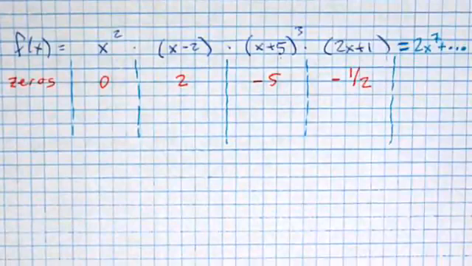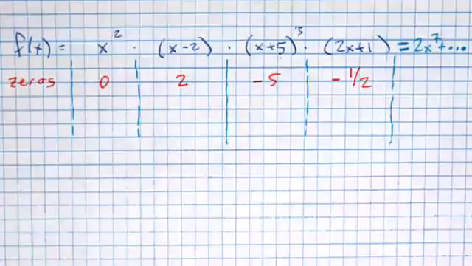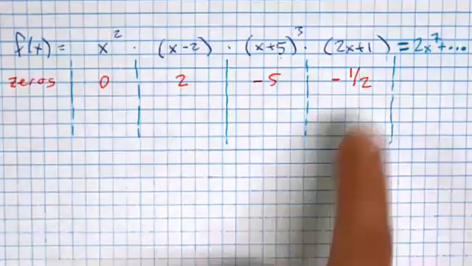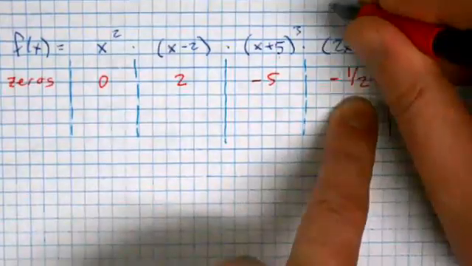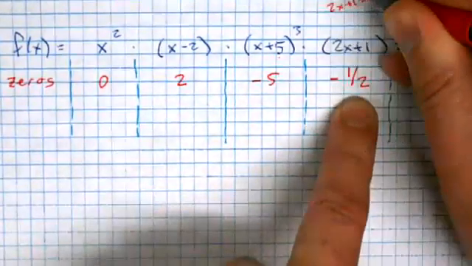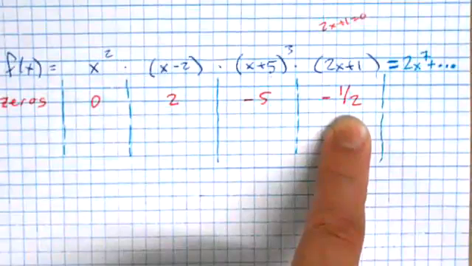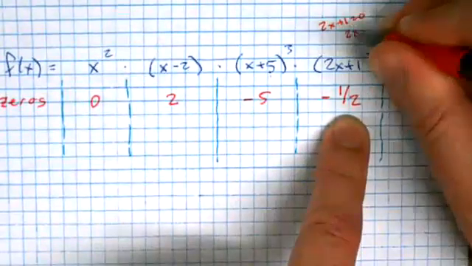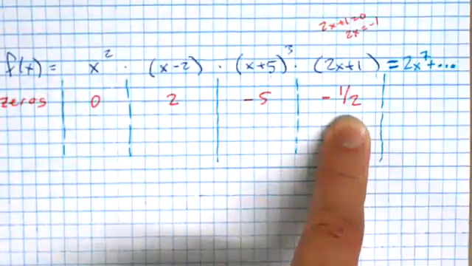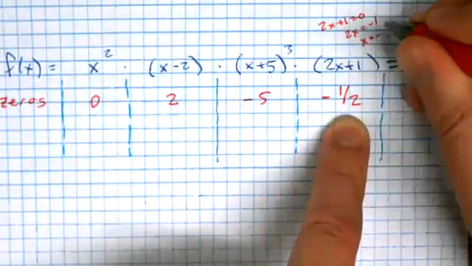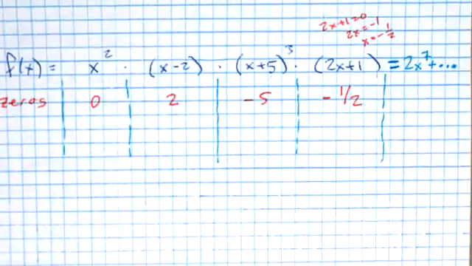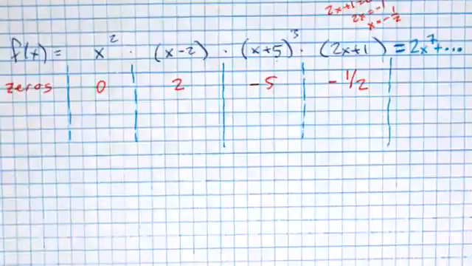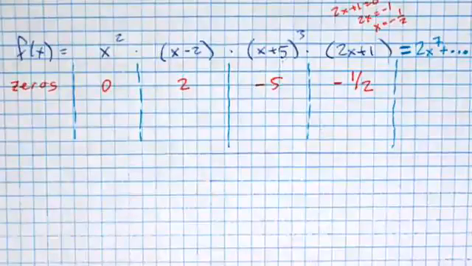Set the factor equal to 0 and solve. So this negative 1/2 came from me thinking through 2x plus 1 equals 0. Oh, that means that 2x equals negative 1. Okay, so x equals negative 1/2. Are we okay with zeros?